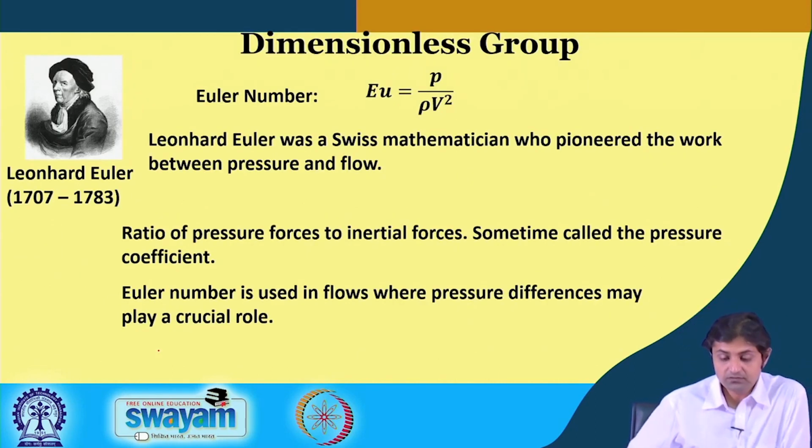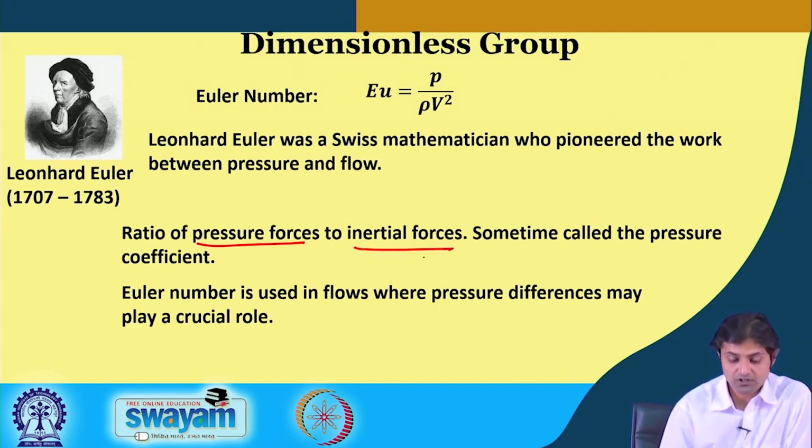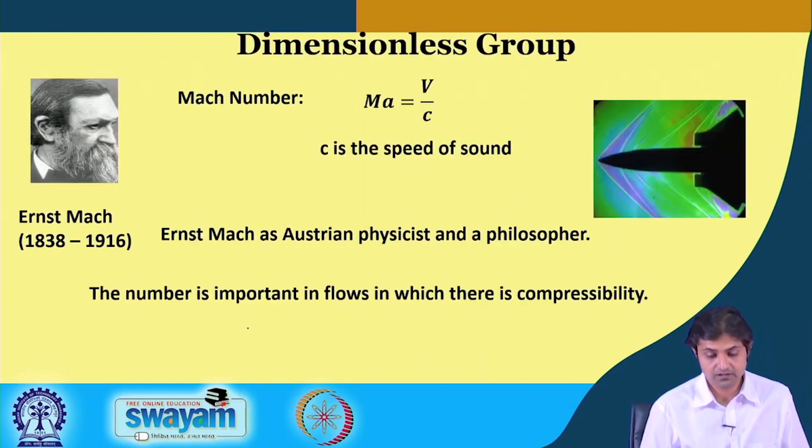Euler number was given by Leonhard Euler, a Swiss mathematician who pioneered the work between the pressure and flow. So, Euler number is the ratio of pressure forces to inertial forces. Sometimes this is also called the pressure coefficient. Euler number is used in flows where pressure differences may play a crucial role. We have already discussed this.